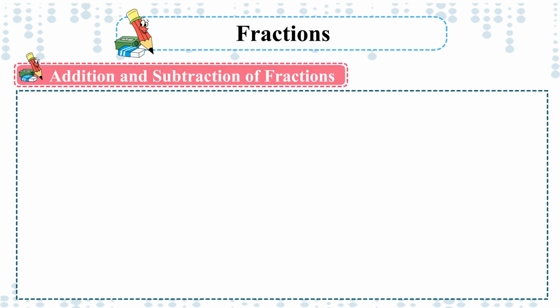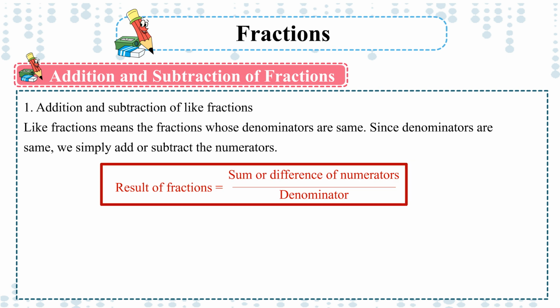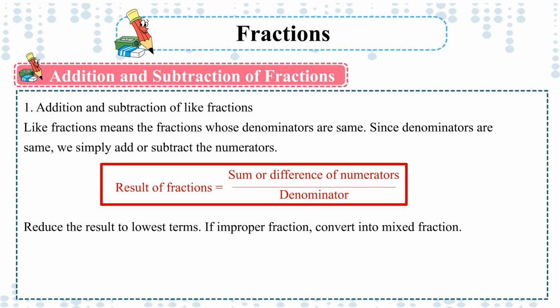Addition and subtraction of fractions. 1. Addition and subtraction of like fractions. Like fractions means the fractions whose denominators are same. Since denominators are same, we simply add or subtract the numerators. Result of fractions is equal to sum or difference of numerators upon denominator. Reduce the result to lowest terms. If improper fraction, convert it to mixed fraction.